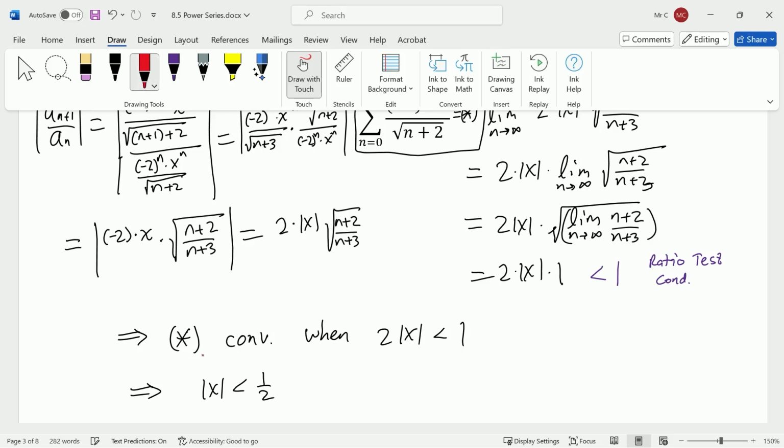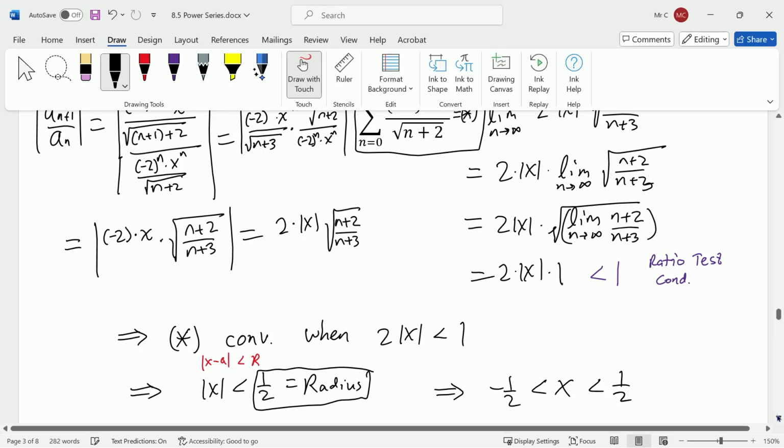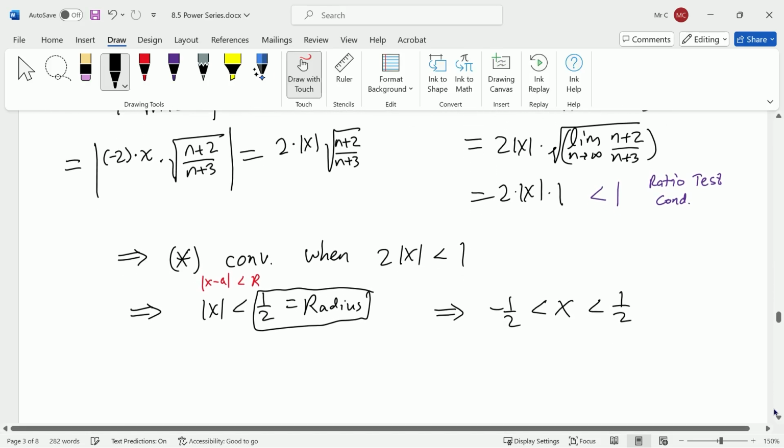And now we're in that form. The absolute value of x minus a is less than r, a being 0 in this case. And so this is my r. That's the radius of convergence. But now to find the interval of convergence, I have to do a bit more work. Since the absolute value of x is less than 1/2, that implies x is between -1/2 and +1/2. And now I always have to check the endpoints.